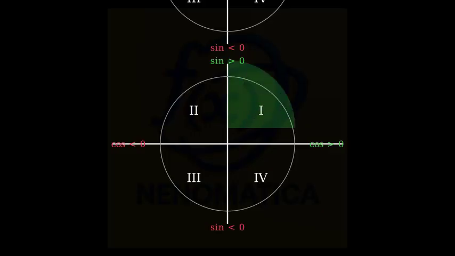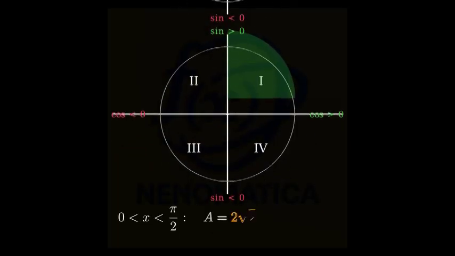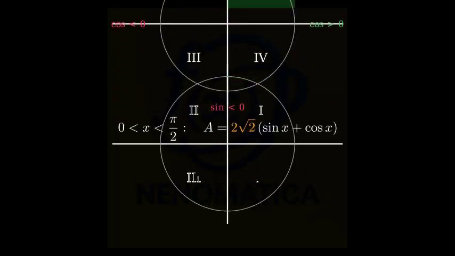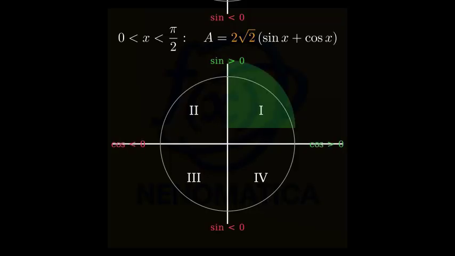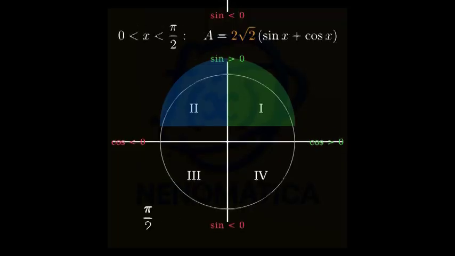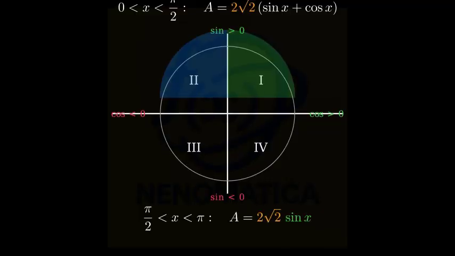Cosine and sine are positive, so absolute cosine equals cosine, and absolute sine equals sine. A becomes 2 times square root of 2 multiplied by the quantity, sine x plus cosine x. Second quadrant, from pi over 2 to pi. Cosine is negative and sine is positive, so absolute cosine equals negative cosine, absolute sine equals sine. The terms combine to give a equals 2 times square root of 2 times sine x.